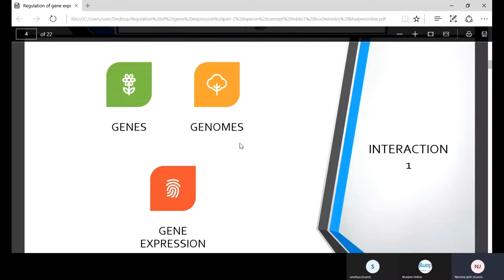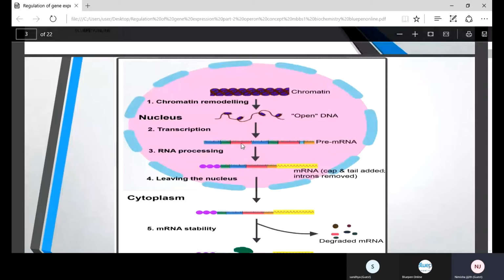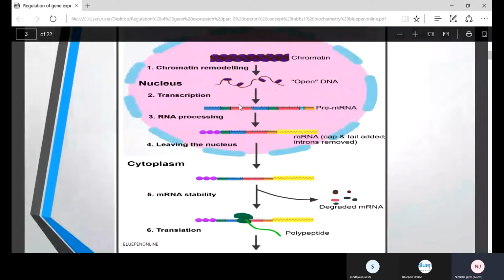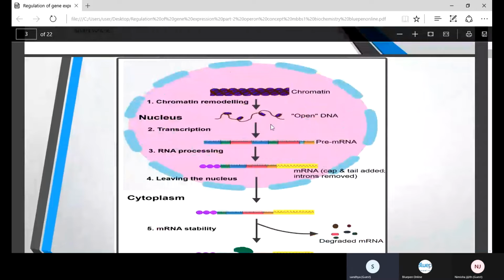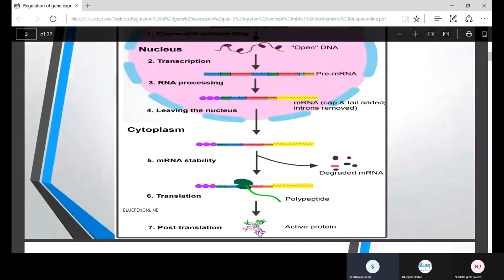Which are the 7 steps? You can just revise those 7 steps we discussed in molecular biology. Chromatin remodeling, then transcription, RNA processing, then leaving the nucleus, mRNA stability, translation, and post-translational modification. Can you name some post-translational modifications? Do you remember? Methylation. Yes. Hydroxylation, carboxylation. Yes, ma'am.